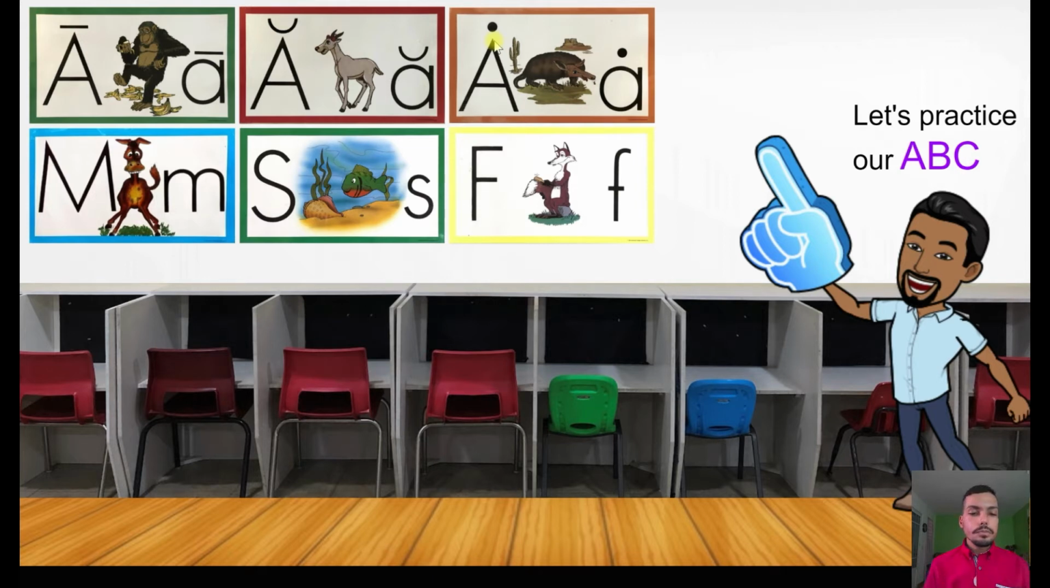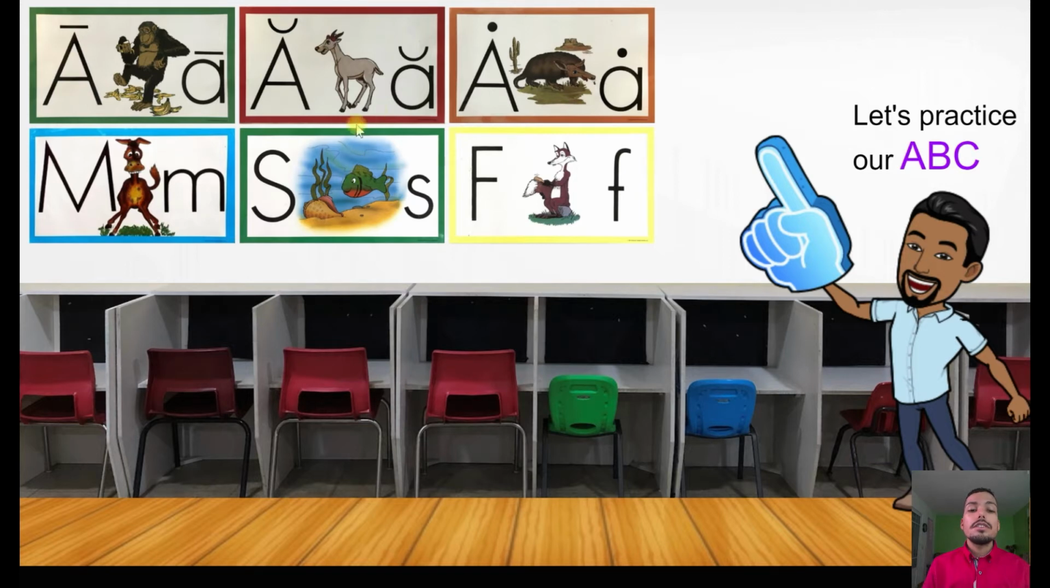Okay, very good. The next friend here, its name is mule. And mule has a letter that sounds mm. So when you see the letter M, it's going to sound mm. Very good, okay? The next friend here, its name is sunfish.